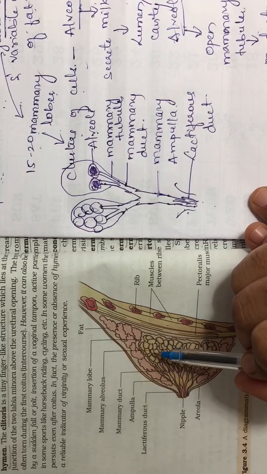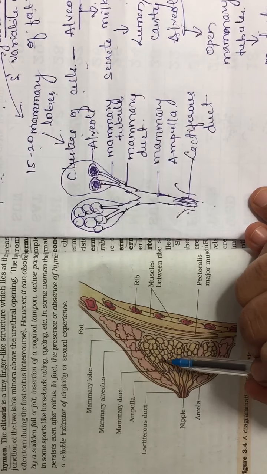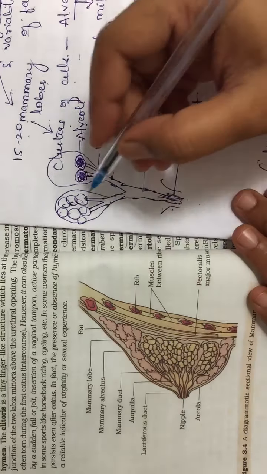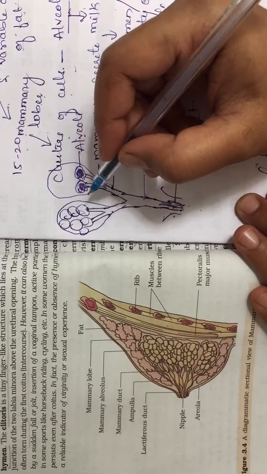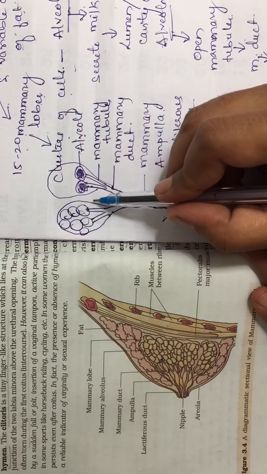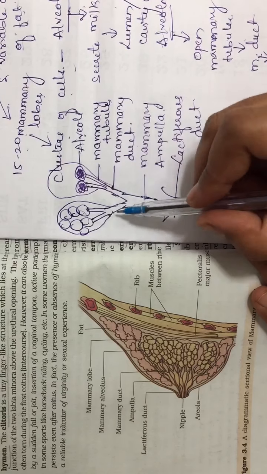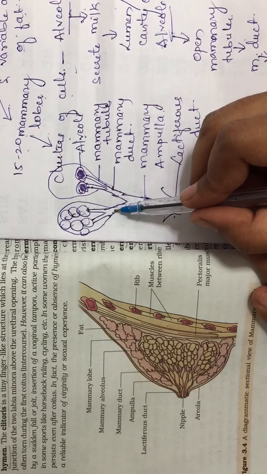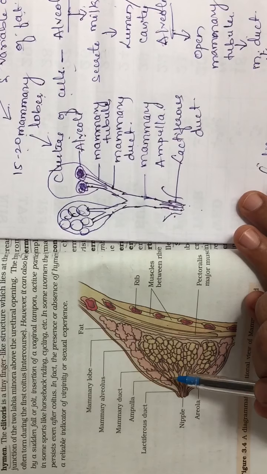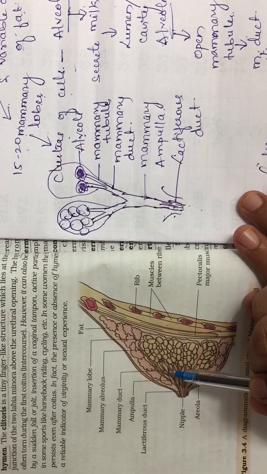These alveoli are opening into the tubules. Here it is not that clear, which I have shown here. If you concentrate here, you will get it. So these are mammary tubules, and many mammary tubules will join to form a mammary duct. Okay, so here they have directly shown the mammary duct.